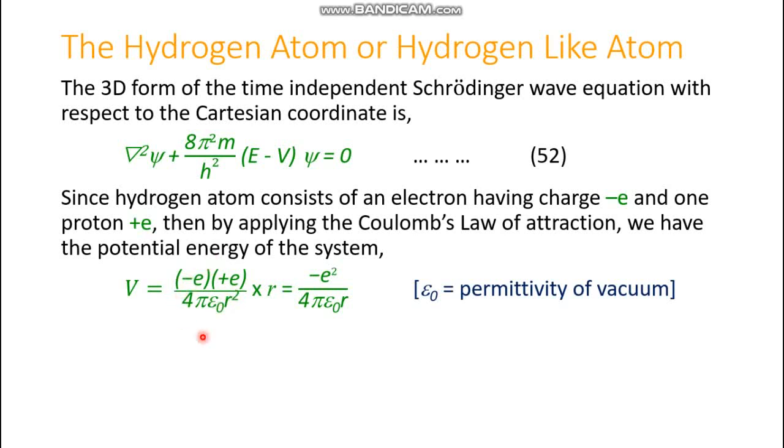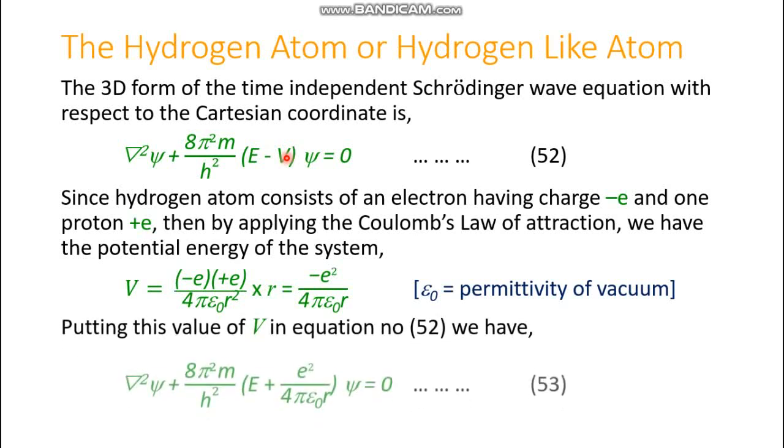So this is the Coulombic attraction force, and if this force is multiplied with the radial distance, that is the distance of the electron from the nucleus, that is the proton, then we get the dimension of energy, and this is the expression of the potential energy V. So the expression of the potential energy V is minus e square over 4 pi epsilon 0 r. So we have to incorporate this potential energy value in this equation number 52, and thus it gets the form like this.